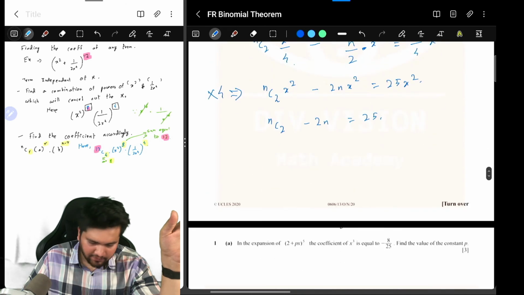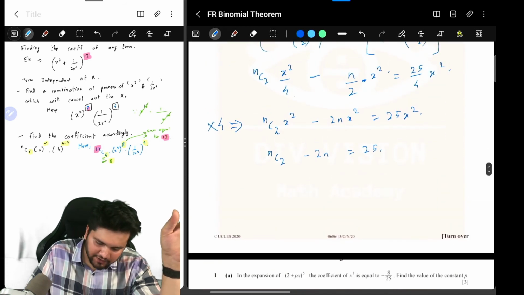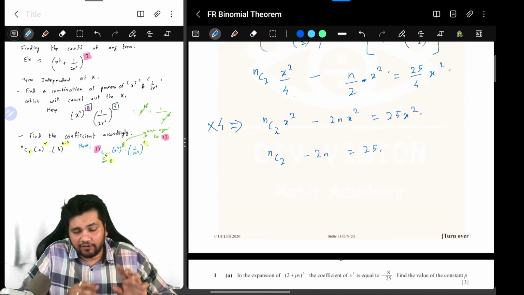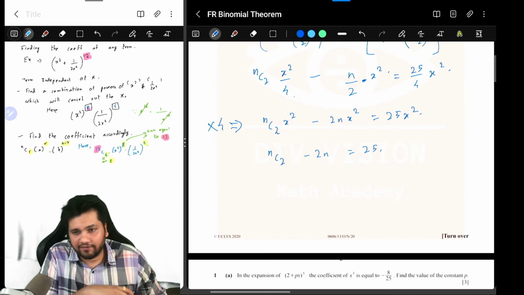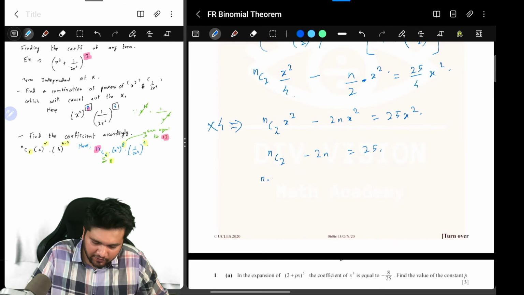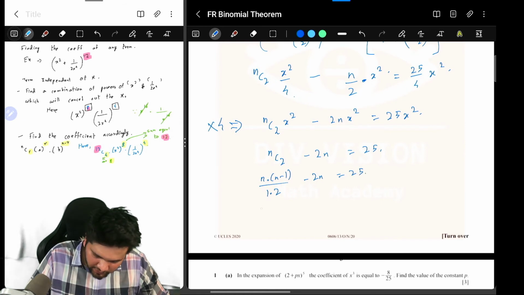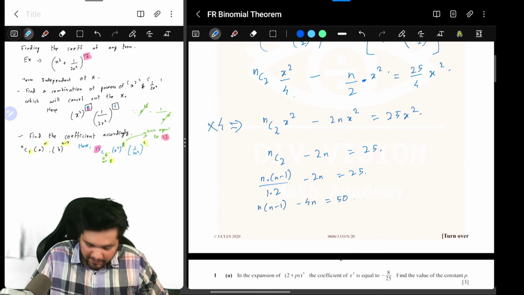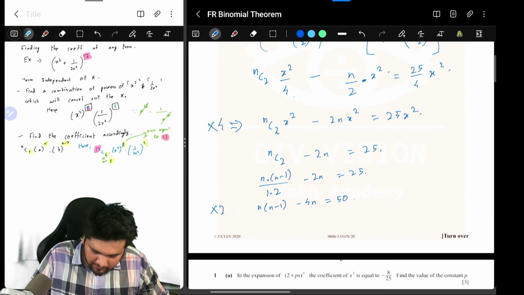How many marks is this question? 5 marks. So nC2 minus 2n is equal to 25, and as I told you, either you use n factorial upon n minus r factorial into r factorial, or you use my simple method, which is just take n into n minus 1 upon 1 into 2 minus 2n is equal to 25. Finally you multiply everything by 2, so you will get n into n minus 1 minus 4n is equal to 50.